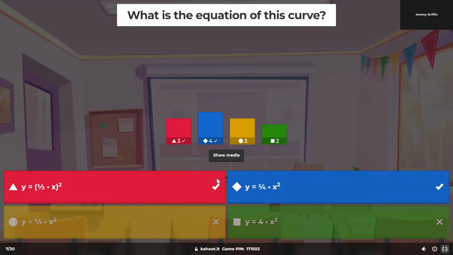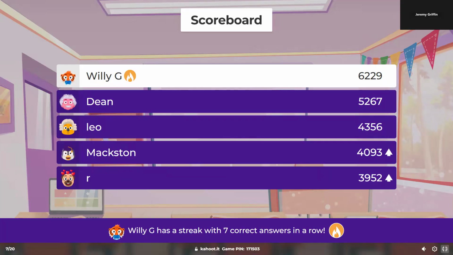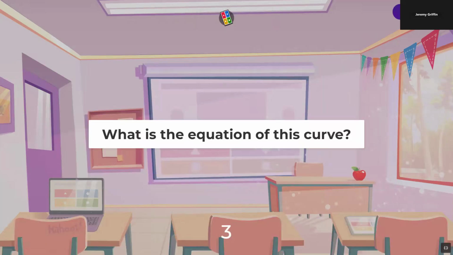But you guys see the red and the blue are the same thing, because if you take the red one and you square it out, it does create the blue one, doesn't it? So vertical squash of 1/4 or horizontal stretch of 2. Same thing. All right. Got R, Maxton, Leo, Dean, Willie G on fire.